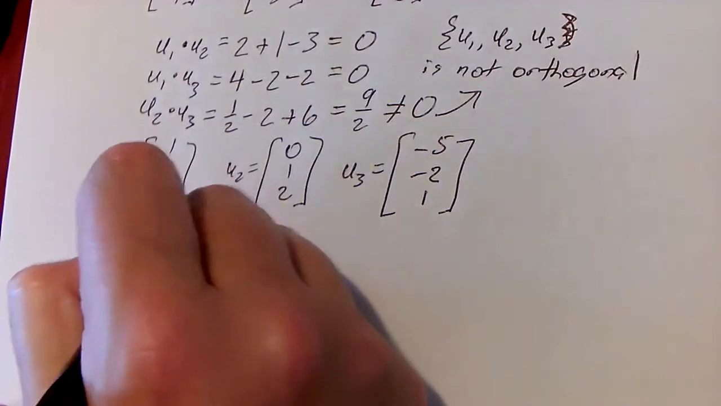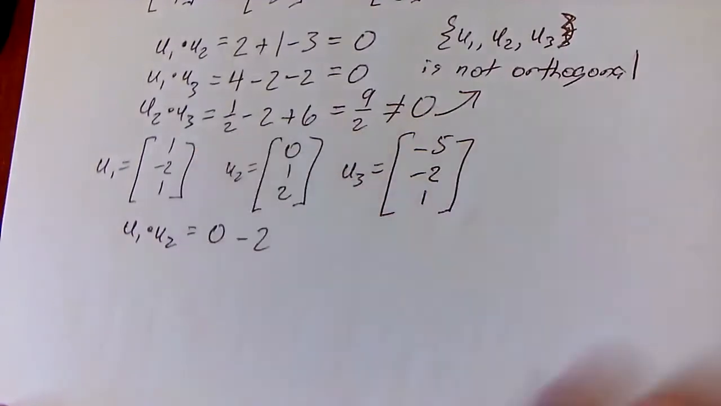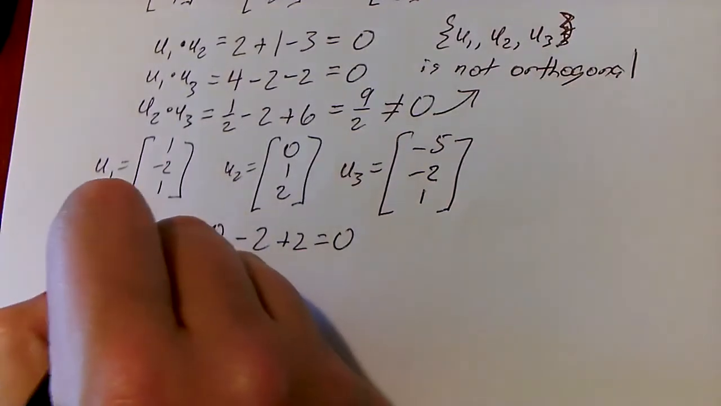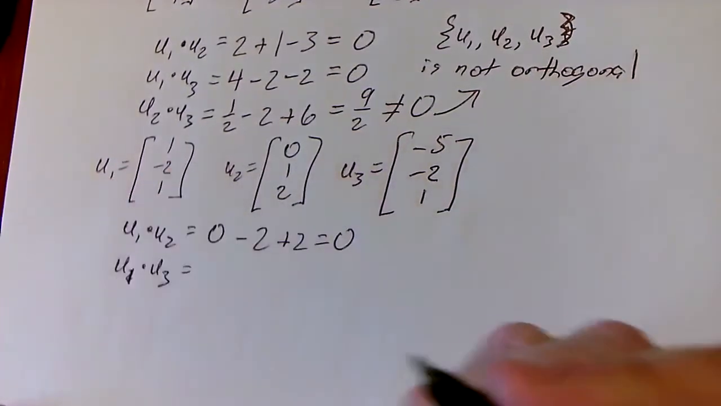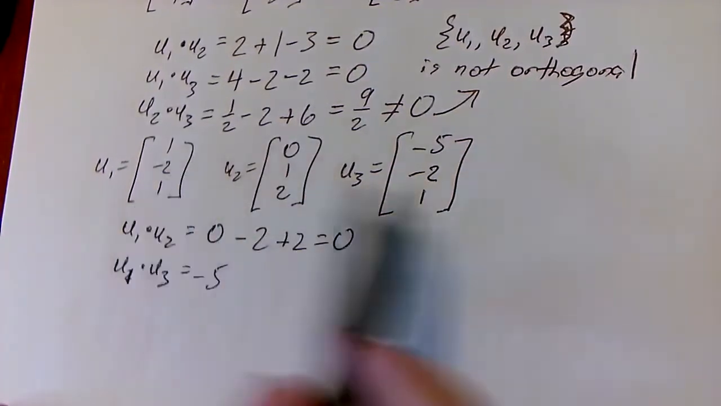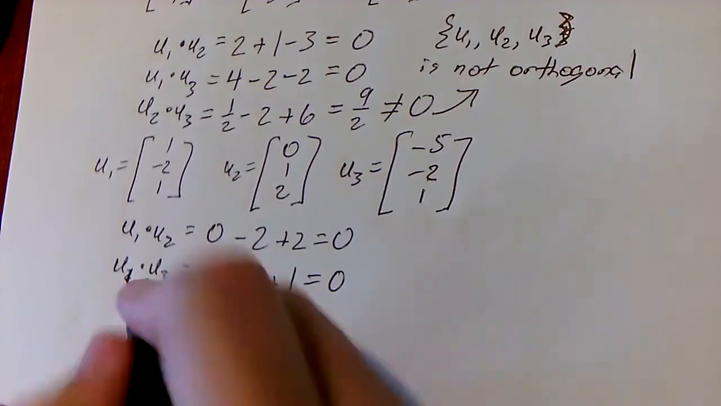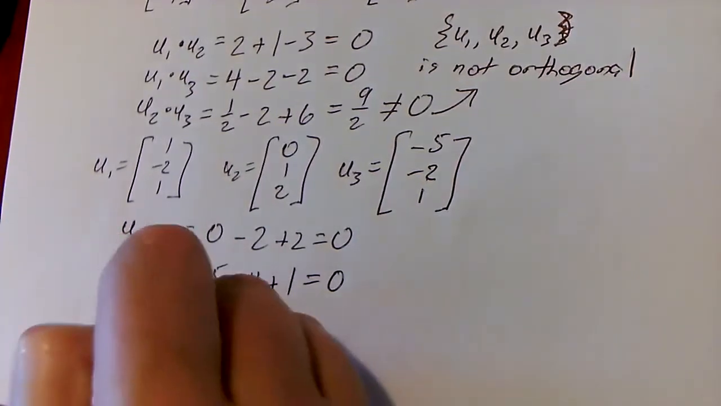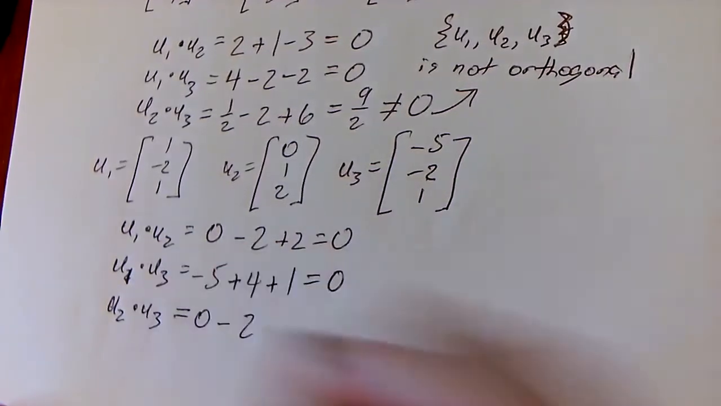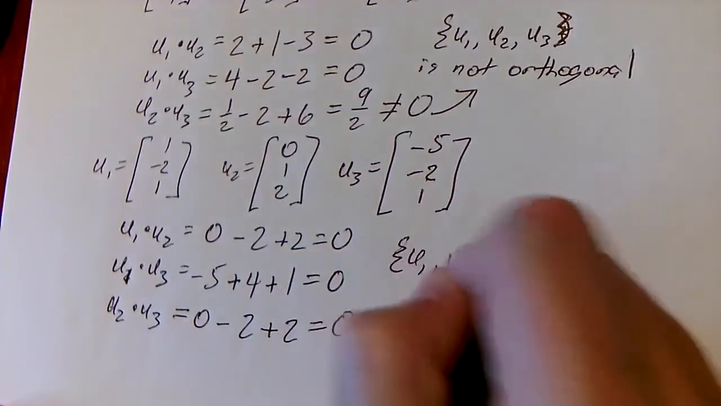So U1 dot U2: 1 times 0 is 0, negative 2 times 1 is negative 2, and 1 times 2 is 2, and that is 0. So that's good. Let's do U1 dot U3. 1 times negative 5 is negative 5, negative 2 times negative 2 is a positive 4, and 1 times 1 is a positive 1. So that's 0 again. And then I've got to do U2 dot U3. That's where I got hung up last time. 0 times negative 5 is 0, 1 times negative 2 is negative 2, and 2 times 1 is a positive 2. I get 0.